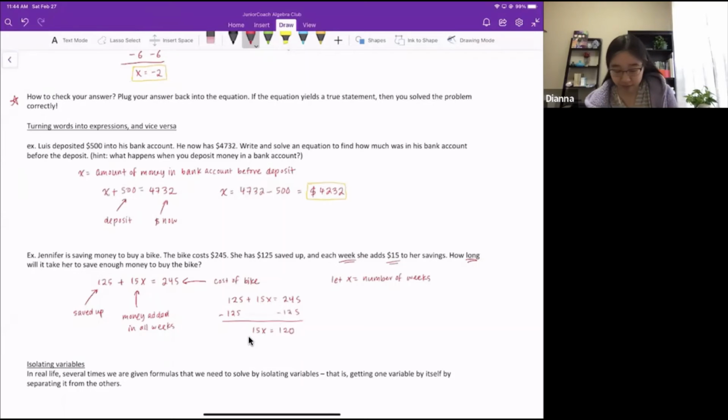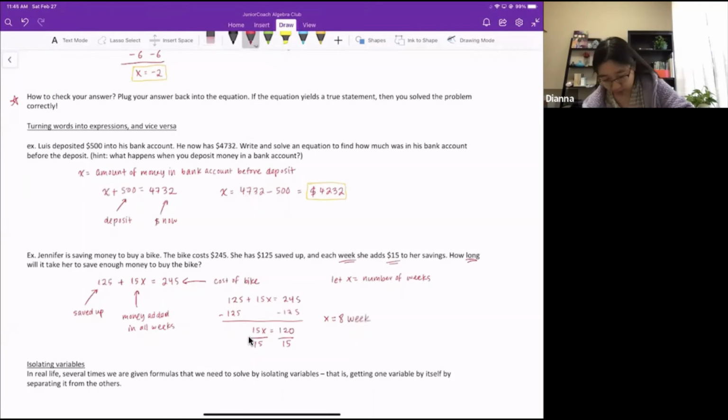So now I have 15x equals 120. And now I'm going to divide both sides by 15. Whatever I do to one side, I do to the other. x equals 120 over 15, it should be 8. Yeah, 8. I had to do the math to reaffirm my brain. Okay, so x equals 8 weeks.